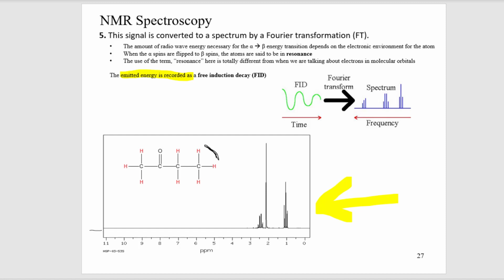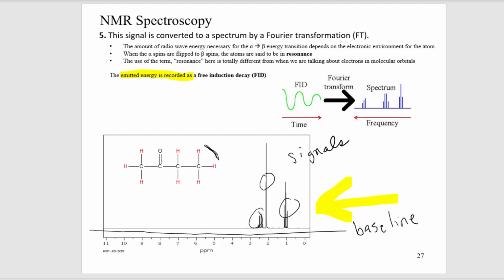You'll notice that the baseline is at the bottom. And you'll notice that there are 3 groupings of things. There's a group here, and there's something here, and then there's another grouping here. These are called signals. There are 3 signals that I see. They have different shapes and splits, but there are 3 different signals. And they're on a baseline, and we're only really reading the x-axis in parts per million, and this refers to the frequency.